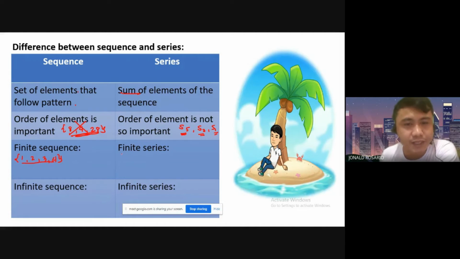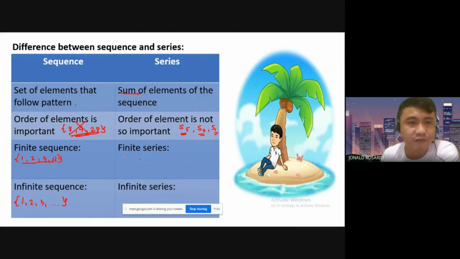But for infinite sequence, 1, 2, 3, yan. So meron tayong tatlong dots dyan. Ang ibig sabihin yan, infinite, dire-diretso, hindi siya nag-end. That's infinite sequence. Okay? If we have a finite sequence, we also have a finite series.